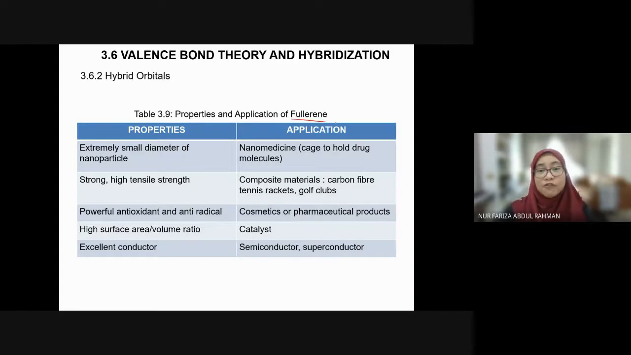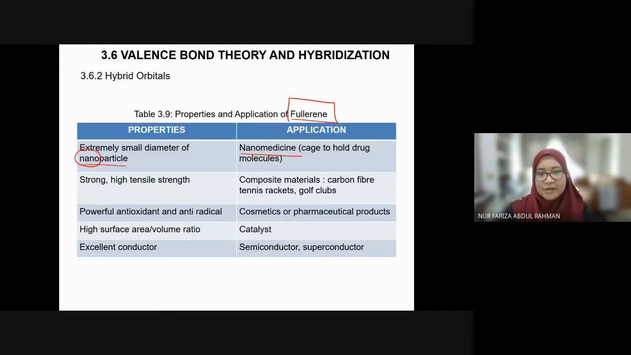Properties and application of fullerene, guys. Only for fullerene. Okay. Properties: it is an extremely small diameter of nanoparticles. Okay, this is the current technology now. The size is nano. Okay, nano is 10 to the power of -9. It's very, very small. It helps in terms of absorption. Okay, it is very, very useful in the nanomedicine industry.